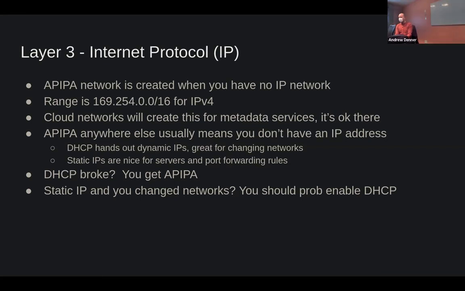All right. So next up on the layer 2 list is IP, or internet protocol. Do you have an IP address? If you have a really strange IP address within this 169.254 range, it means you have an APIPA address, which I don't remember the acronym because it doesn't matter, but it's basically a private IP address. It's what happens when you cannot connect to another IPv4 network. And so by default, some operating systems, especially Windows, will just create this network for you.